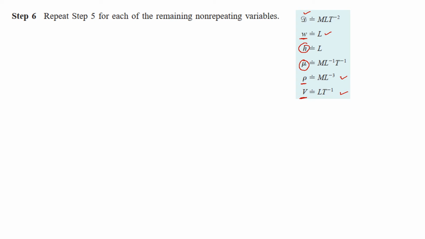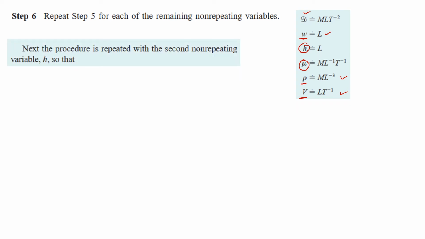So let's do that. The next procedure is repeated with the second non-repeating variable, that is h. That is the height of the plate. So height of the plate is my second non-repeating variable. Now let's form the pi 2 term. That is my non-repeating variable multiplied by my repeating variables, and again those are my width, velocity and density in this case. And they are also raised to the power a, b, c. So now I'm going to write their dimensions.